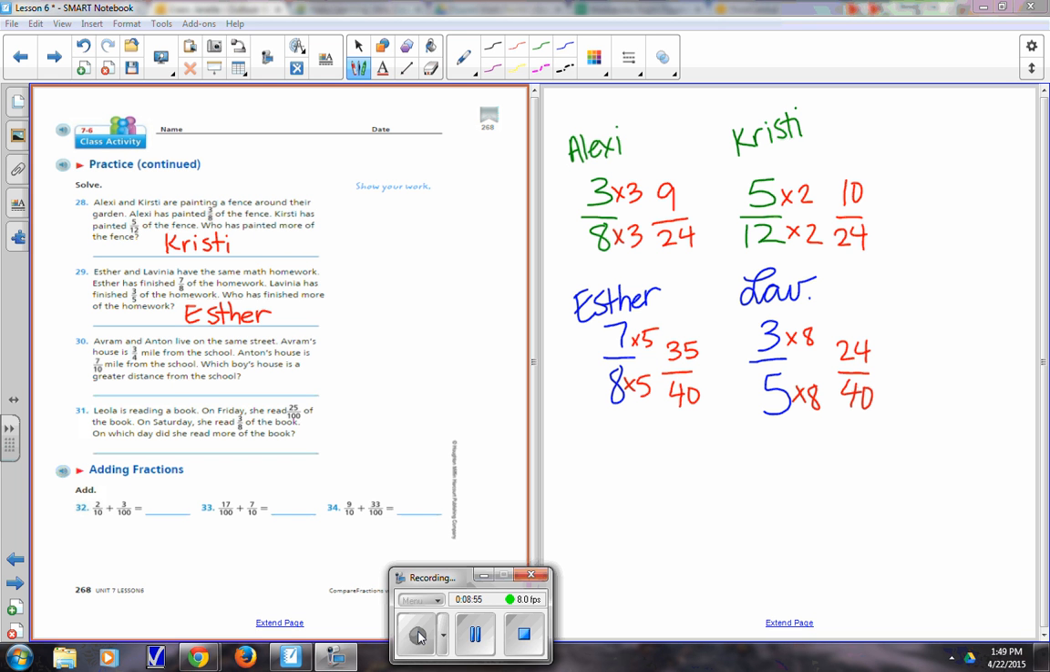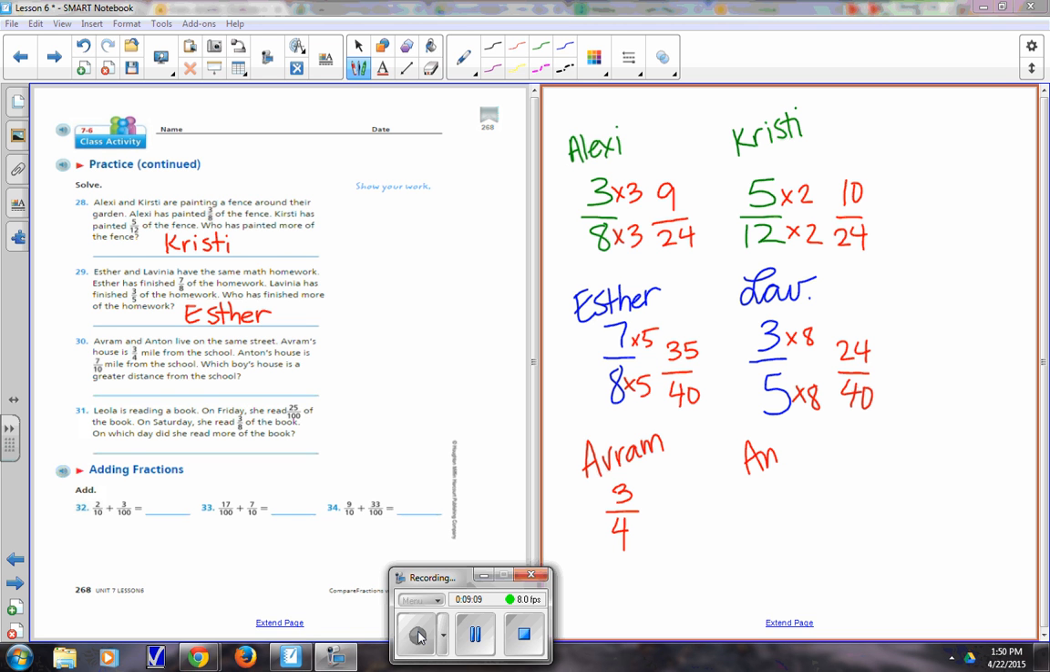Avram and Anton. We have Avram and Anton. Avram's house is 3/4 miles from school. Anton's house is 7/10 from the school. Which boy's house is greater distance from the school? Well, looking at 4 and 10, I know that I can get to 20 with both of these. Oops. Times 5, so I have 15/20.